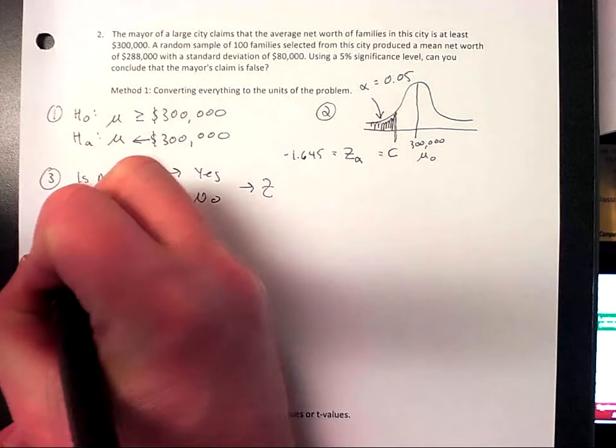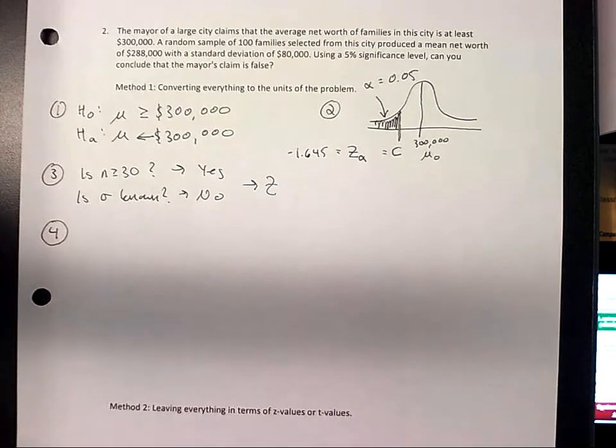In step number 4, what are we doing in step number 4? What's the overarching goal in step number 4? So it's not the test statistic, but we are converting stuff. We're converting it to say $3,000. Awesome. So what we're doing here is we're going to convert our critical value, which is the beginning portion of our rejection region. We're going to convert this critical value to the units of the problem. So here the units of the problem are in dollars.